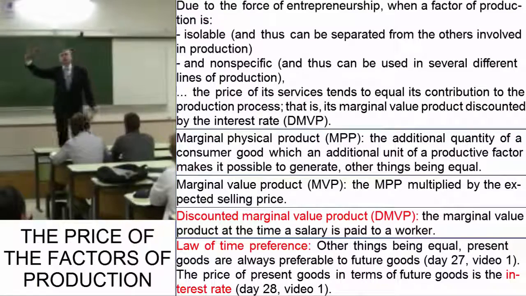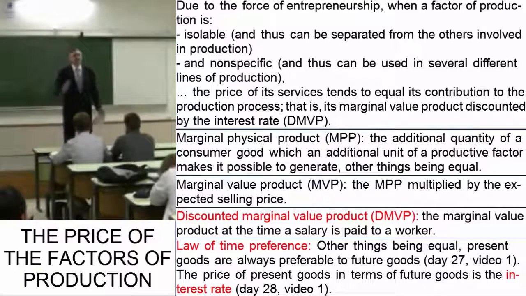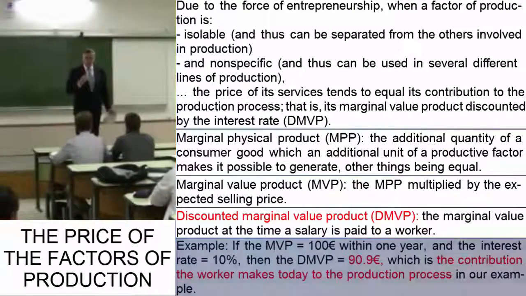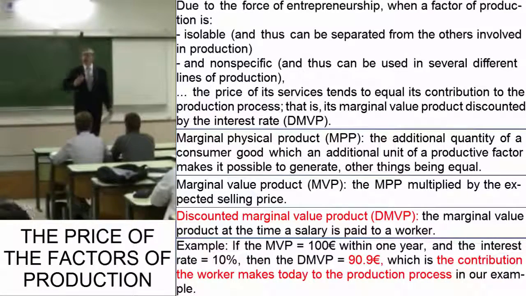According to this principle, other things being equal, human beings value the present more than the future, and as a result, a market price for present goods in terms of future goods tends to be set, and we call this price the interest rate. So, we know that if the interest rate is 10%, 100 units today will be worth 110 in 1 year. And likewise, 100 units in 1 year are today worth 100 discounted by the interest rate, so minus 10%, around 90.